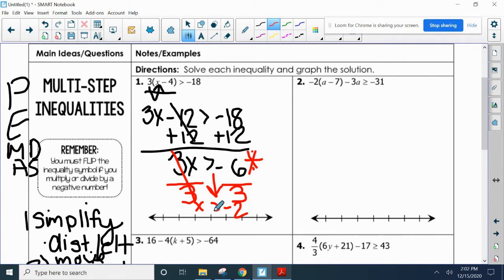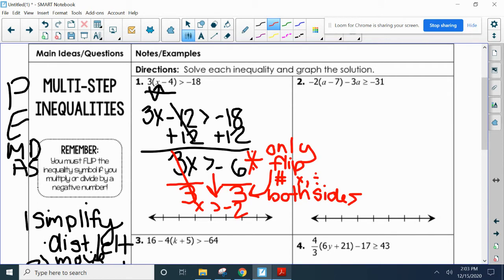I want you to write that you only flip if the number, this number right here, multiplied or divided on both sides is negative. So one of the things I saw is a lot of you on your homework went ahead and tried to flip your inequality because the 6 here was negative. You are only flipping that inequality if the sign of the number being multiplied or divided on both sides is negative. So in this case, the 3 is positive. The fact that that number, that negative 6, is negative does not matter.